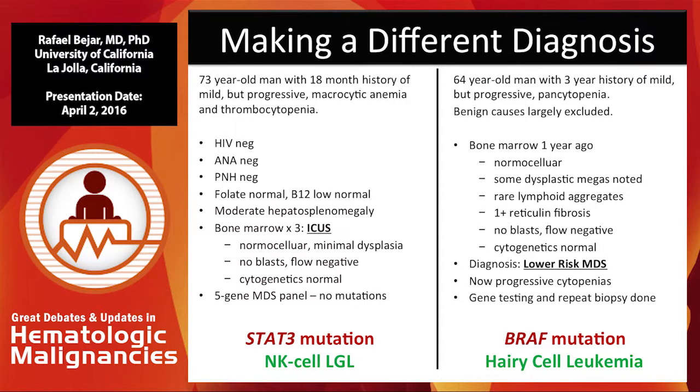The second case was a 64-year-old man with a 3-year history of mild but progressive pancytopenia, benign causes largely excluded. He had a bone marrow biopsy a year before he saw me. That was, again, not totally diagnostic, but at the end, the pathologist said, consistent with lower-risk MDS, clinical correlation is advised. A year later, he has progressive cytopenias, and we do a repeat biopsy.